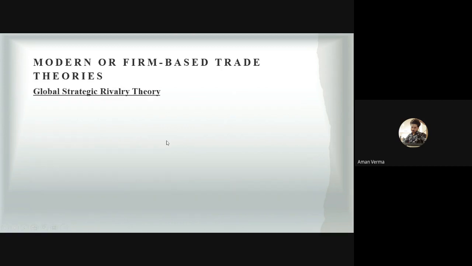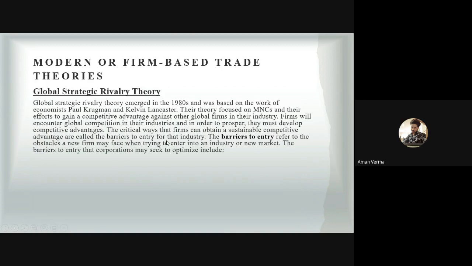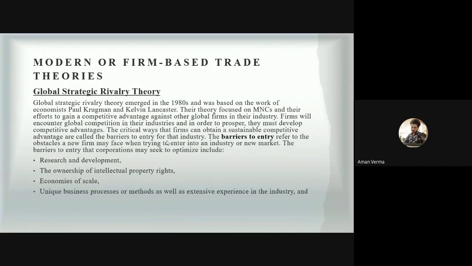Now the third theory is global strategic rivalry theory. Global strategic rivalry theory emerged in the 1980s and was based on the work of Paul Krugman and Kelvin Lancaster. This theory focused on MNCs and their efforts to gain a competitive advantage against other global firms in the industry. Firms will encounter global competition in other industries, and in order to prosper, they must develop competitive advantage.